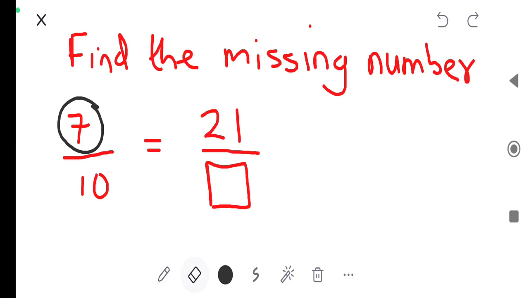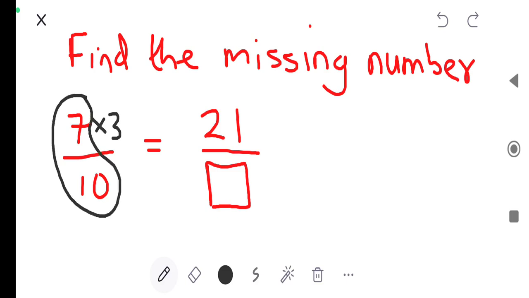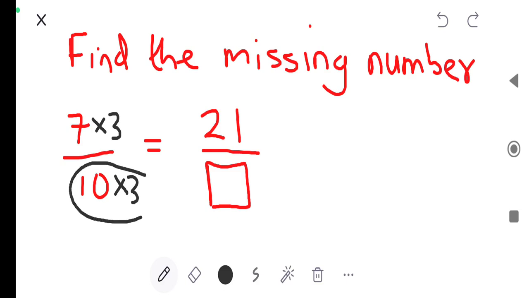Now you ask yourself, what will you do to 7 so that it will become 21? You will agree with me that if you do times 3 here, that 7 will turn into 21. Now whatever you do to the top of this fraction that I circled, you must do to the bottom as well. Because we did times 3 at the top, you will also go down and do times 3. Now when you do 10 times 3, that will give you what? 30. You write it here. So the missing number is 30.